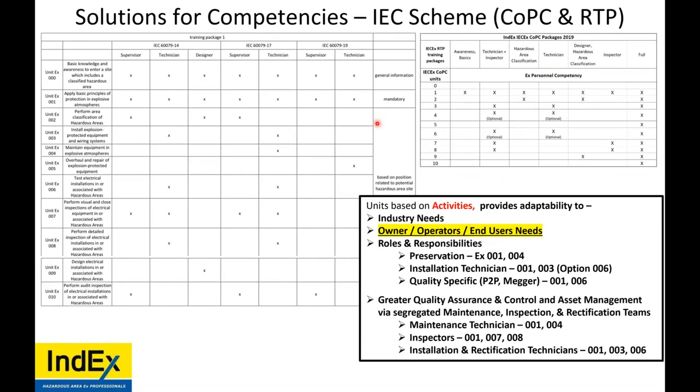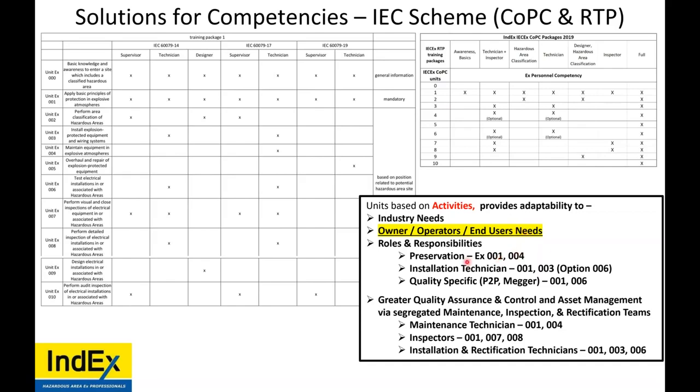So when we talk about the different solutions, one of them is IECEx COPC, which has units based on activities. By basing it on your activities, as to what you do, it provides adaptability to the industry's needs, whether it be gases or dusts, to the owner, operator, end user's needs. What do they need? It's not what the EPC needs, it's not what you need, it's what ultimately the end user needs.